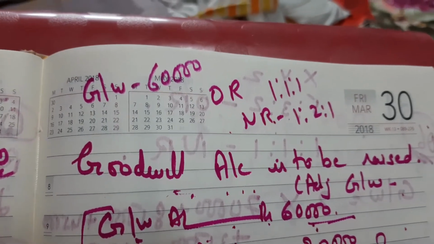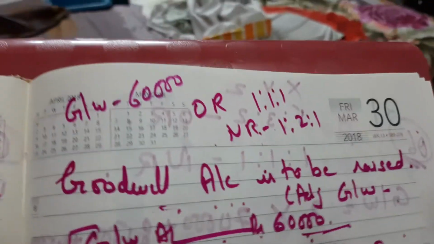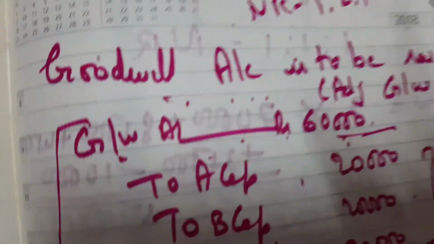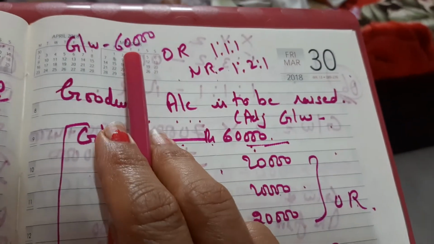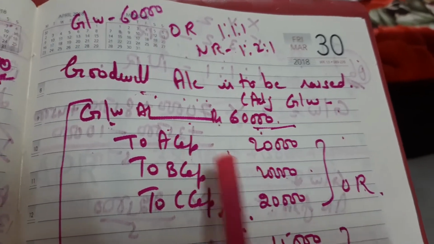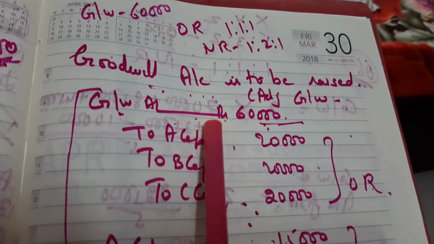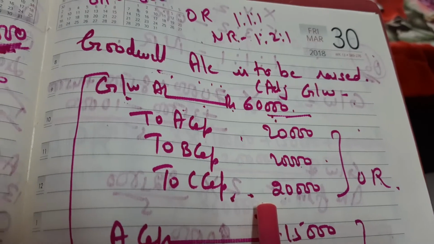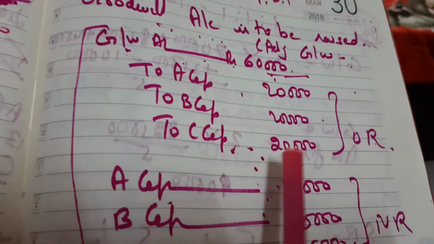Now they have asked us to raise the goodwill and then write it off. Raise the goodwill means that we have to show this goodwill in the balance sheet first, and then we have to write it off. So when we show this goodwill in the balance sheet, goodwill account will be debited with 60,000, which is already given in the question, to A's capital, B's capital, C's capital in their old ratio. That means we have raised the goodwill, a new goodwill account has been opened. Now they say the goodwill is to be written off, and even according to accounting standard 26, this is self-generated goodwill which cannot be shown in the books, so we need to write it off.